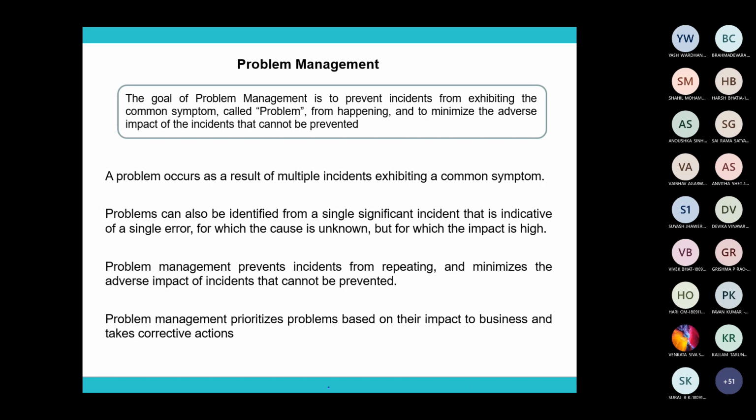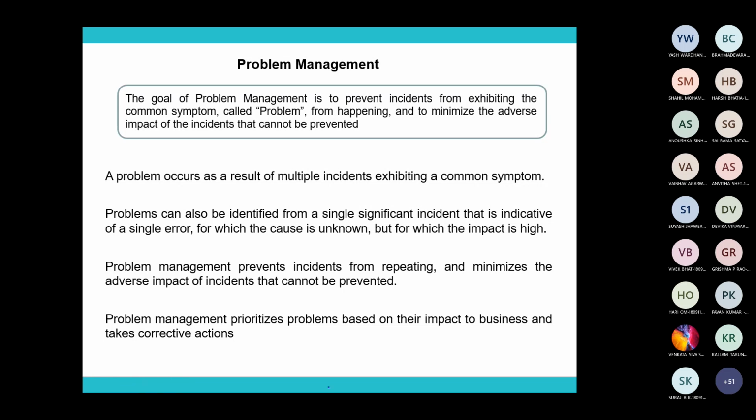So a problem occurs as a result of multiple incidents exhibiting the same common symptoms. Problems can also be identified from a single significant incident that is indicative of a single error, for which the cause is unknown but the impact is high. Problem management prevents incidents from repeating and minimizes the adverse impact of incidents that cannot be prevented. It prioritizes the problem based on the impact on the business and takes corrective actions.